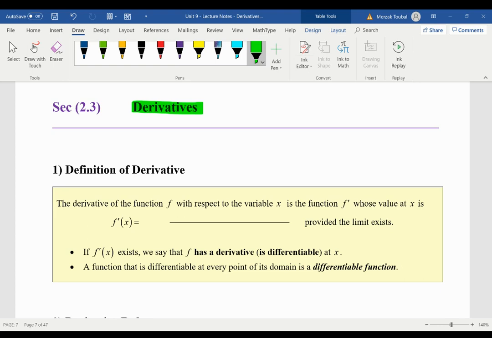What does derivative mean? Derivative actually is the instantaneous rate of change, or the rate of change at an instant. So, rate of change at an instant. Or we can also refer to it as the slope at an instant, instantaneous slope.